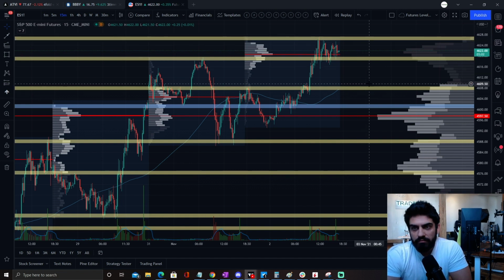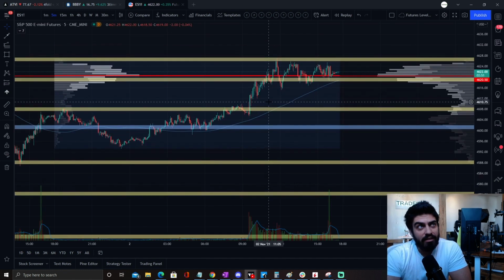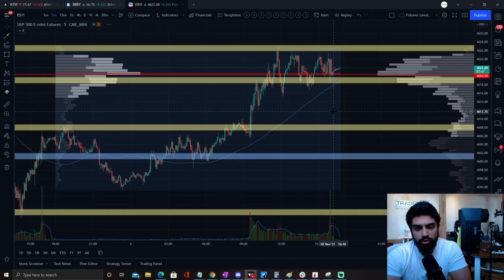Now, the key here is when we're playing these areas, it's not as simple as seeing, okay, on these volume profiles we have our levels. If we break through it even by 1 cent, 1 tick, whatever you want to call it, we're just going to get long, right? So the breakout trade is going to be through key levels.